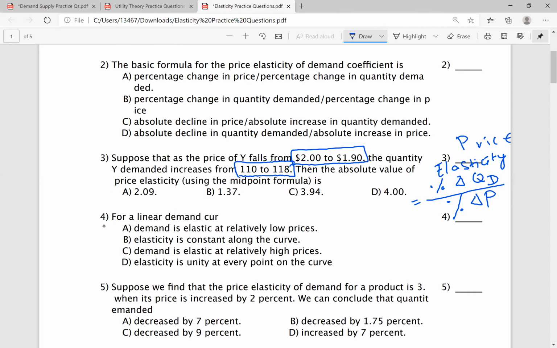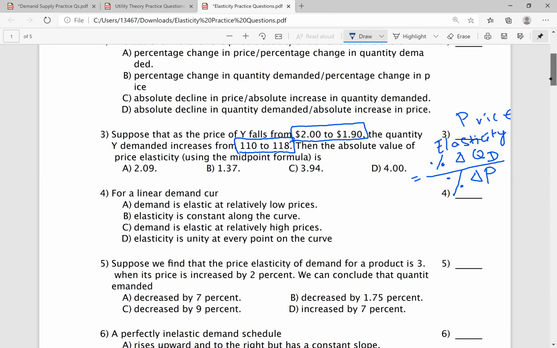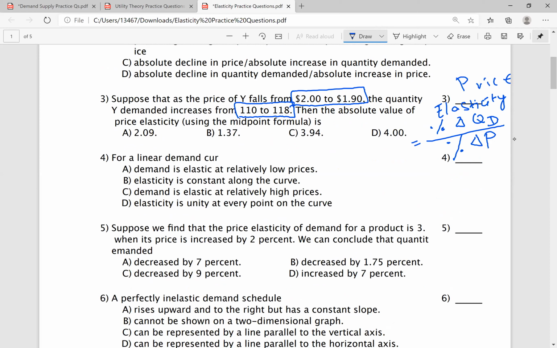So what is my percentage change in quantity demanded using the midpoint formula? First, I need to identify the old price and quantity combination as well as the new price and quantity combination. The old price is $2.